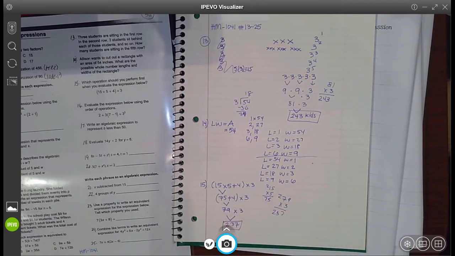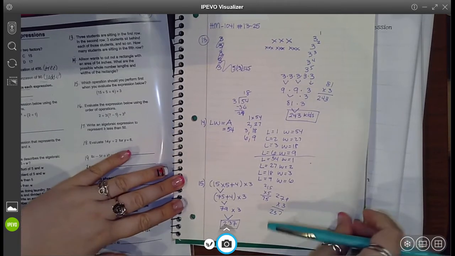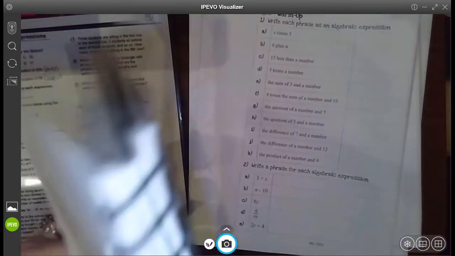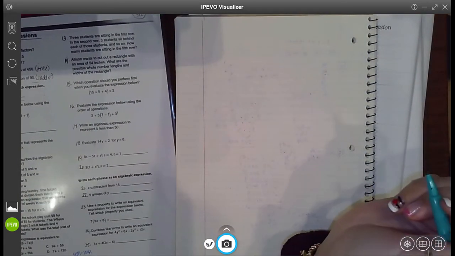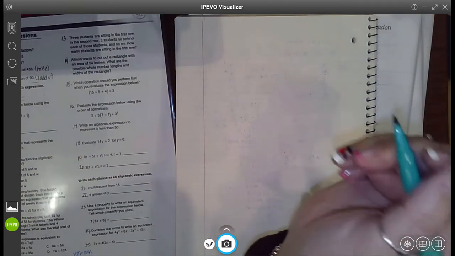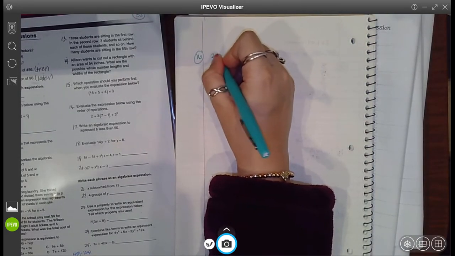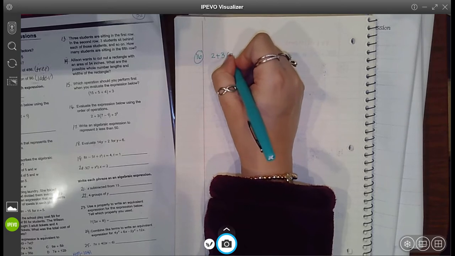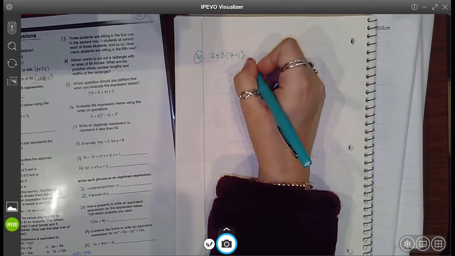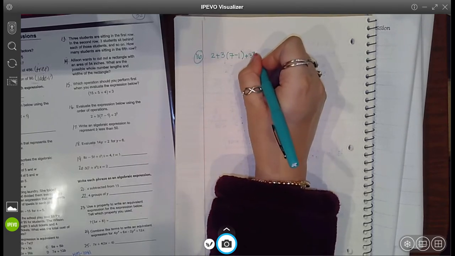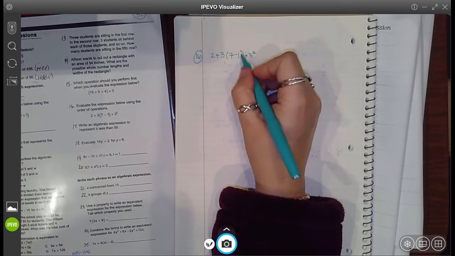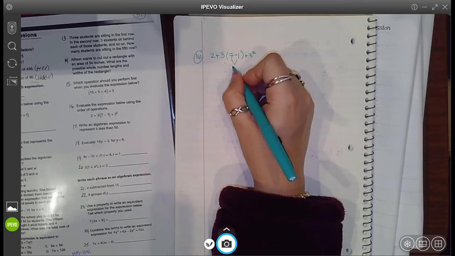Okay. Number 16. Let's go ahead and turn the page. Number 16 says, evaluate the expressions below using the order of operations. So same type of problem. 2 plus 3, parentheses 7 minus 1, close parentheses, plus 3 squared. Well, inside of parentheses first, 7 minus 1 is 6.